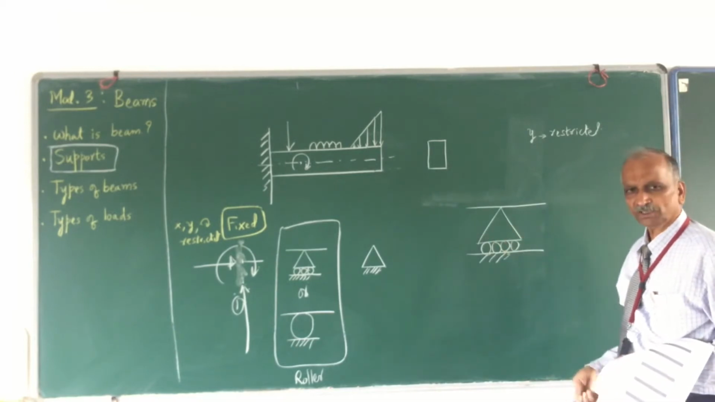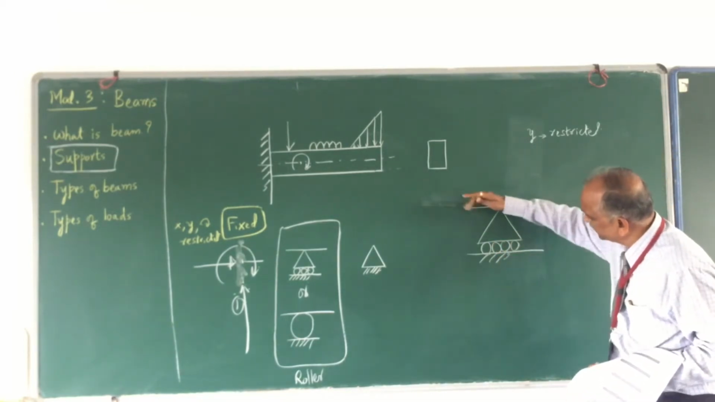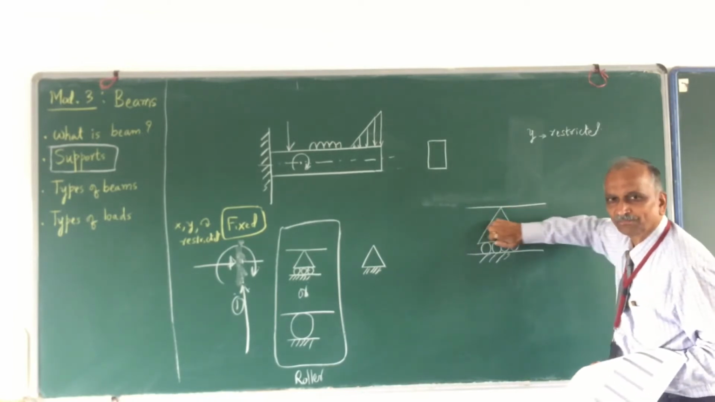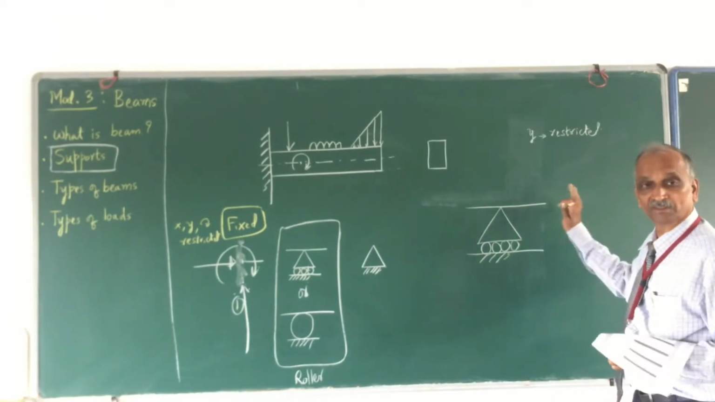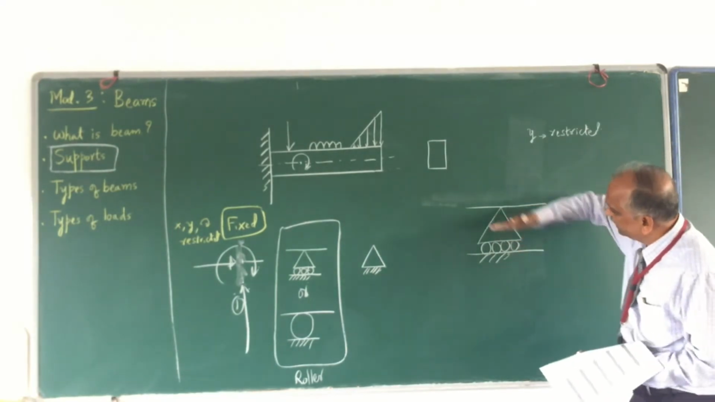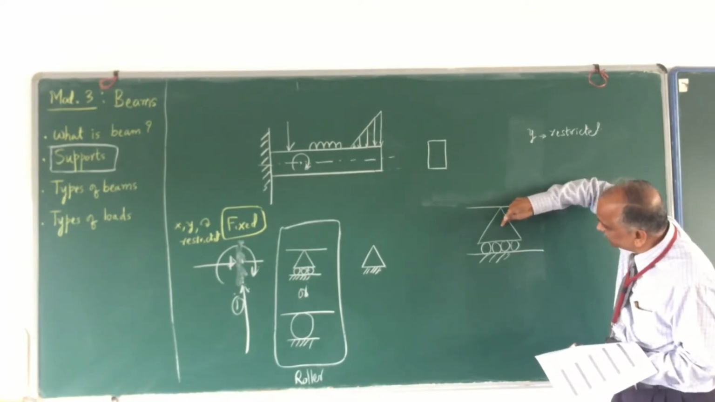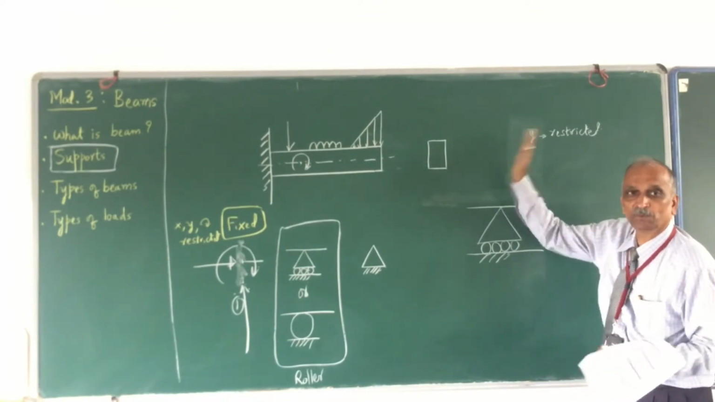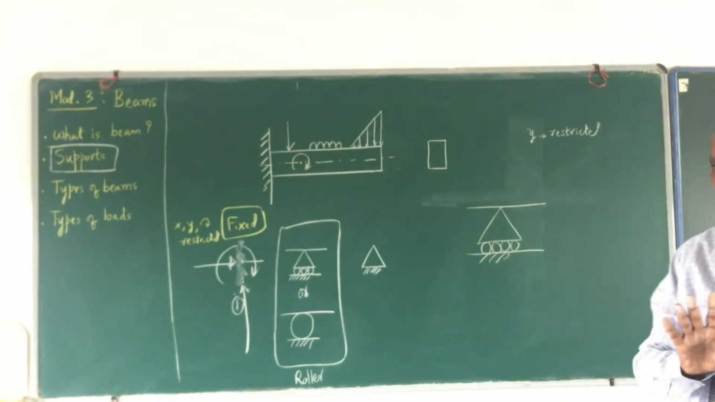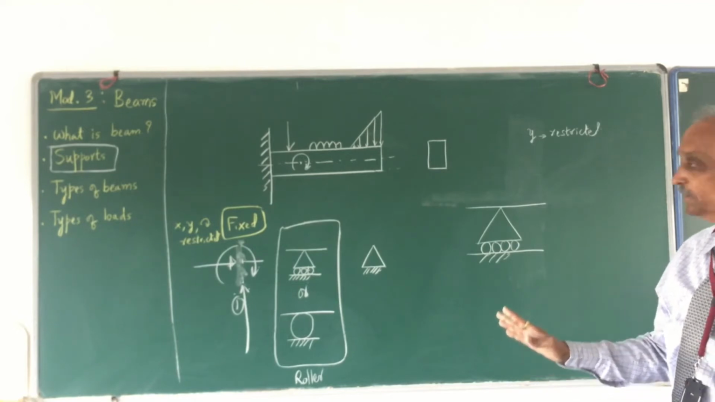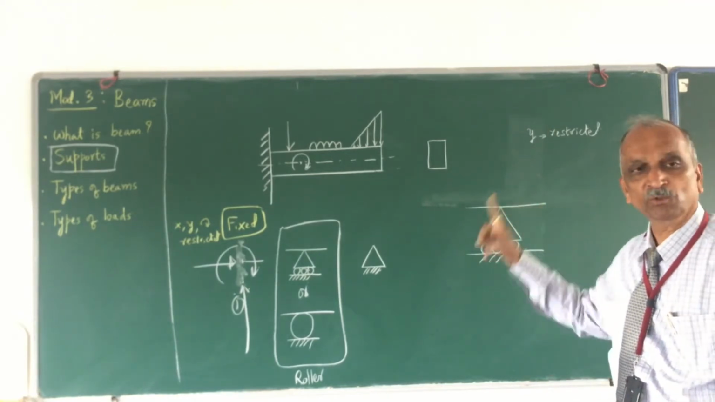Can you have x motion? Yes, you can have, because this can also move. So therefore, x motion is not restricted. And what about the beam which is like this? Can it rotate? Yes, it can, still in contact with this, and the rotation is possible. That means the rotation also is free. Rotation we are not stopping. X motion we are not stopping. We are stopping only y motion.